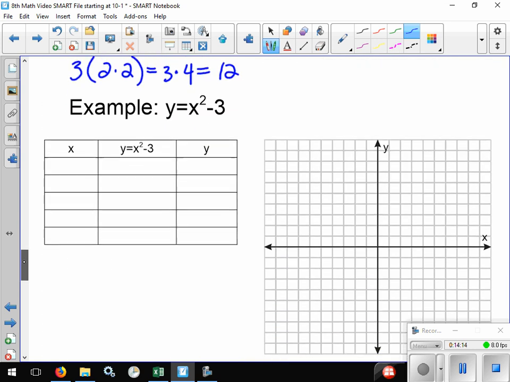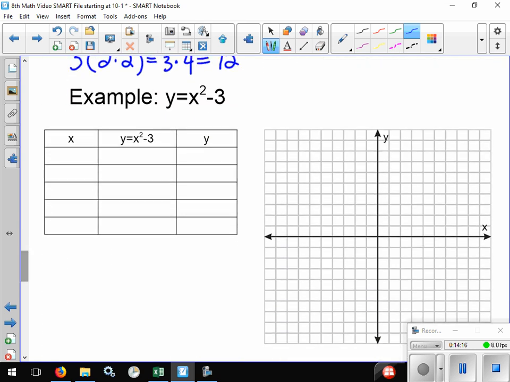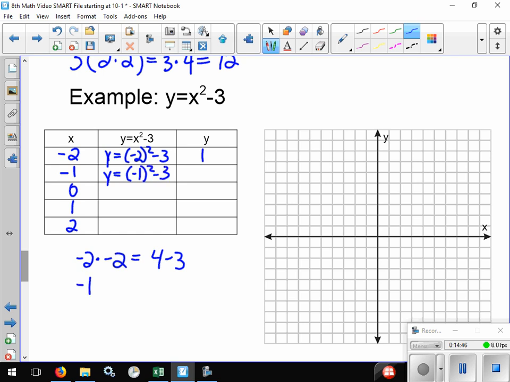Okay, let's try another one. Again, start with negative 2, negative 1, 0, 1, 2. We do that because it'll show us the u on both sides. All right, so we have y equals negative 2 squared minus 3. So it's negative 2 times negative 2. That gives us 4, minus 3 gives us 1. Okay, y equals negative 1 squared minus 3. And that gives us negative 1 times negative 1. That gives us 1.